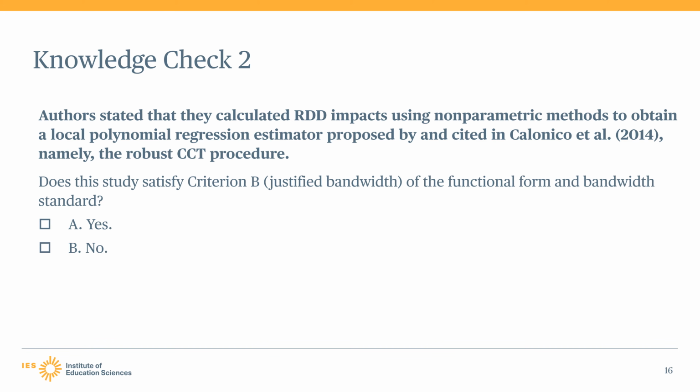Does this study satisfy criterion B of the functional form and bandwidth standard? That is, does this study use a local regression or a related nonparametric approach with impacts estimated in a justified bandwidth? Your choices are A, yes, or B, no. You may want to pause the video now to think about your answer.